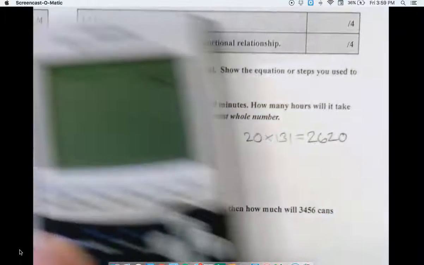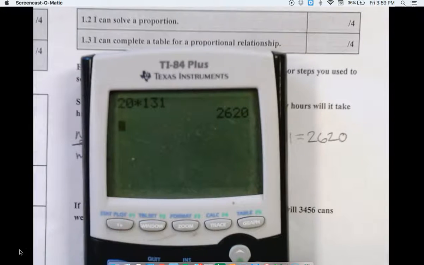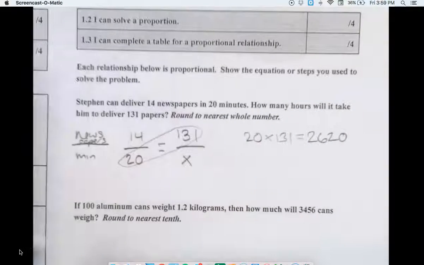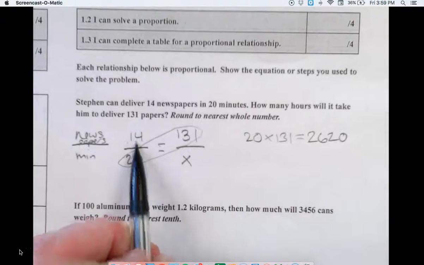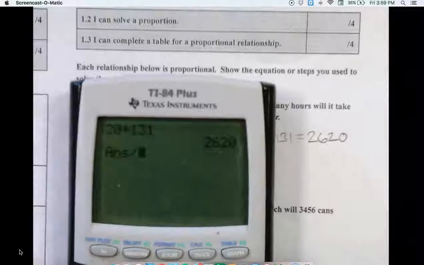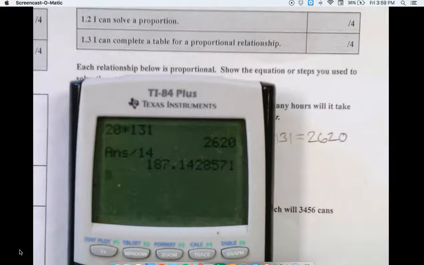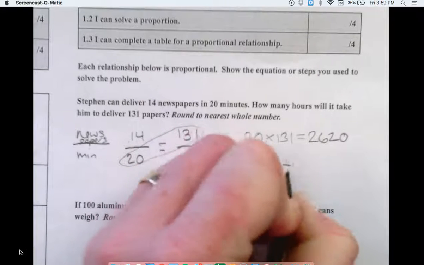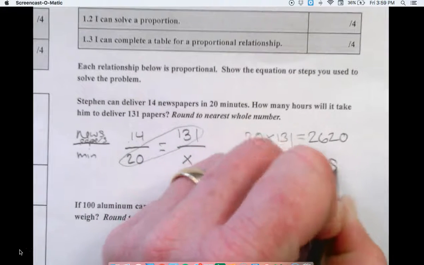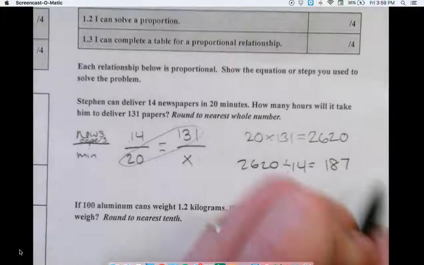Just leave that in your calculator, and now divide by the number that's left over. Divide by the 14. Okay. And I get 187.1. So let's see here. I take 2620 and divide by 14, and I get 187. Now that's minutes.